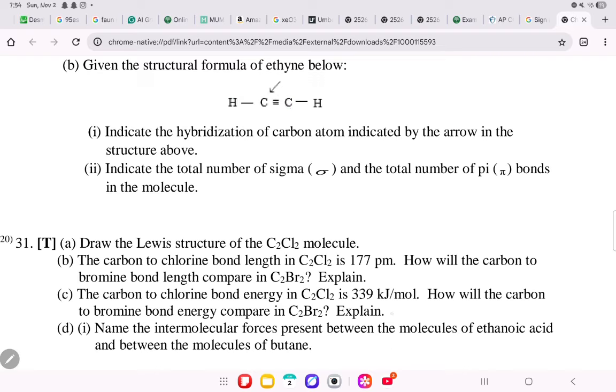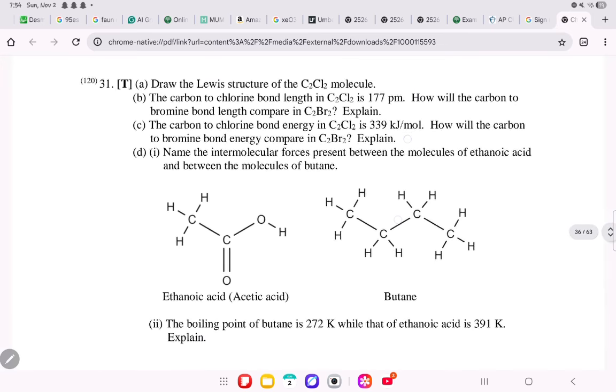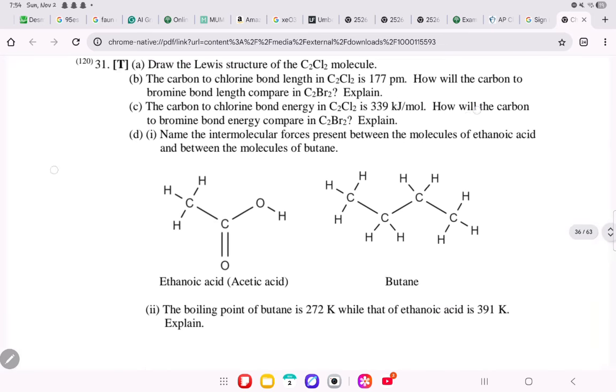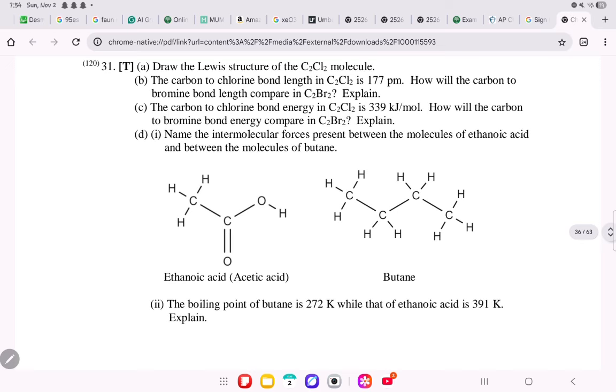Indicate the total number of sigma and pi bonds in the molecule. Here we have 1, 2, 3 sigma and 2 pi bonds. Easy peasy. Okay, now the last question. Draw the Lewis structure of the C2Cl2 molecule. So I'm going to leave that for you guys, but it's supposed to look something like this: Cl single bond C triple bond C single bond Cl. So this is what it's supposed to look like.